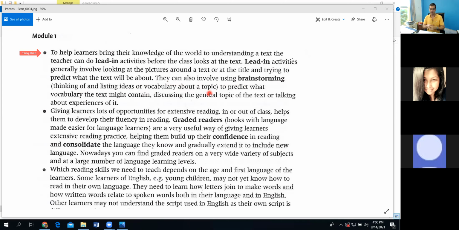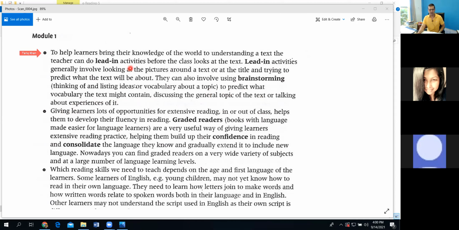That is called brainstorming. Lead-in activities are usually activities which are not the main lesson, but they are related to that lesson. So when they do that activity, you can relate it to the lesson and they get a little bit ready for the lesson. Okay, you can check that in the glossary. You will find the example of it also and the definition. To predict what vocabulary the text might contain, discussing the general topic of the text, talking about experience of it.